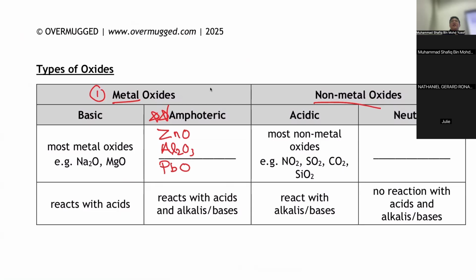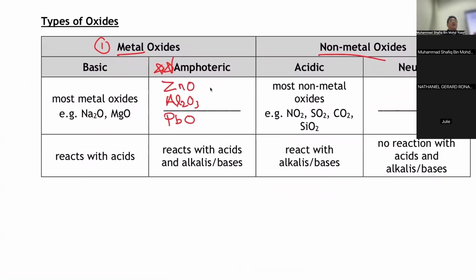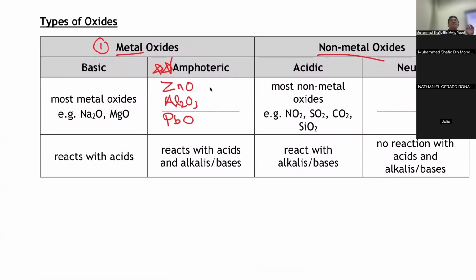Now, what is unique about amphoteric is this. I think I told my students, the word amphoteric comes from the word amphibian. Amphibian means you can live on land and water. Same thing, they can react with both acid and base or alkali. That's the idea of amphoteric. But if you are basic, you can react with acids only. So for metal oxide, I repeat, amphoteric must be these 3. Anything else falls under basic.